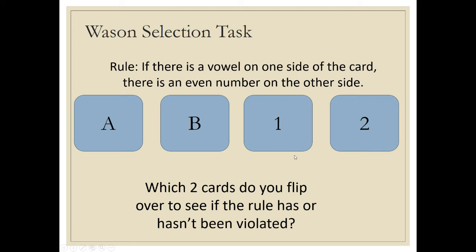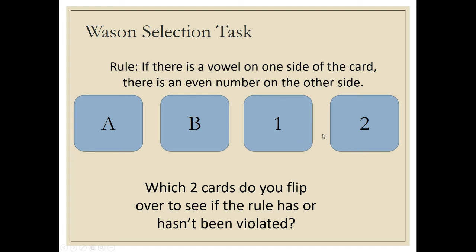Now there's one more card we have to turn over, right? The rule is vowel on one side, there has to be an even number on the other side. So we might be tempted to turn over the card that has 2 on it, because we see in the description even number, right? Okay, we turn 2 over and then we see either A or B and we see whether that violates our rule. But does that actually test the rule? The rule doesn't say anything about if there is an even number on one side, right? It only says if there's a vowel on one side, there has to be an even number on the other side. But it doesn't say that if there's an even number on one side, there has to be a vowel on the other side, right?